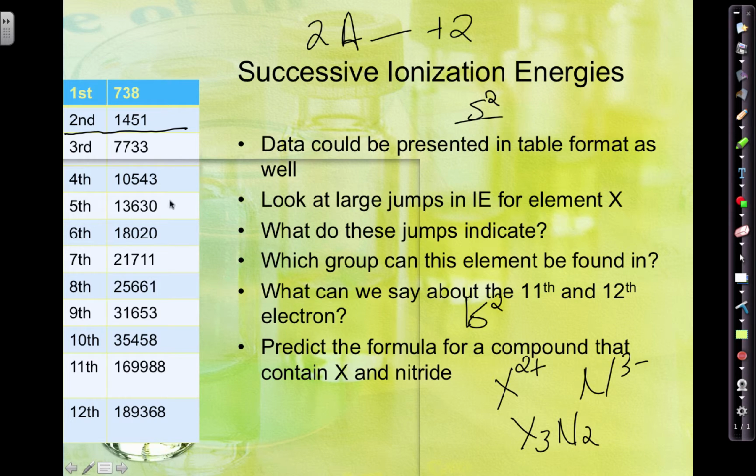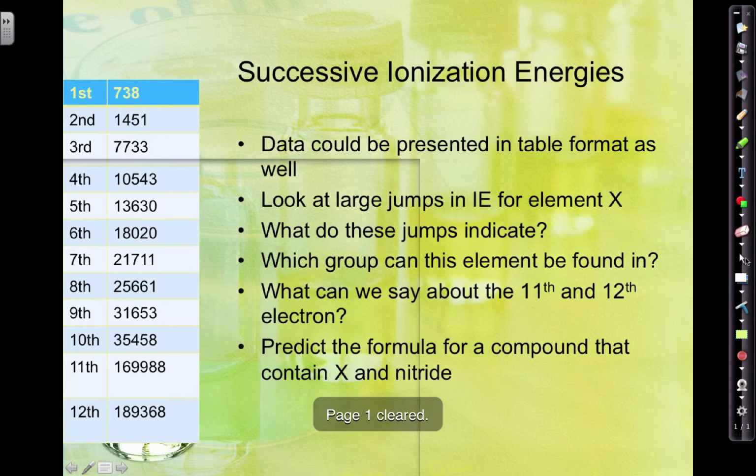So basically, when you're given this information, look for big jumps. Those big jumps right here indicate that it's harder to remove that electron. So if these 2 electrons are easier to remove, then it's probably going to have a +2 charge. If the first 3 electrons are easy to remove, and then the fourth is really hard, then it probably has a +3 charge. If only the first electron is easy to remove, then it probably just has a +1 charge. So look for those big jumps. That indicates where it might be on the periodic table. All right, and I'm going to stop there.